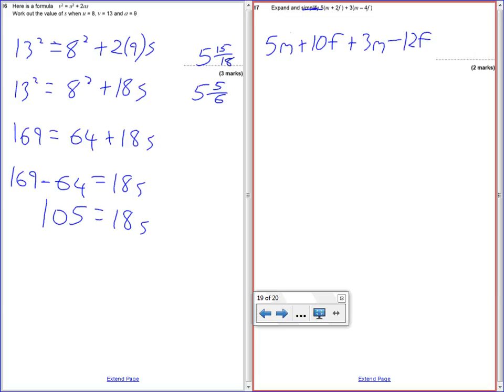To simplify it, collect your m's. You've got 5m plus 3m, 8m. And then collect your f's. You've got plus 10, subtract 12. So you're subtracting 2f. And that's your final answer.